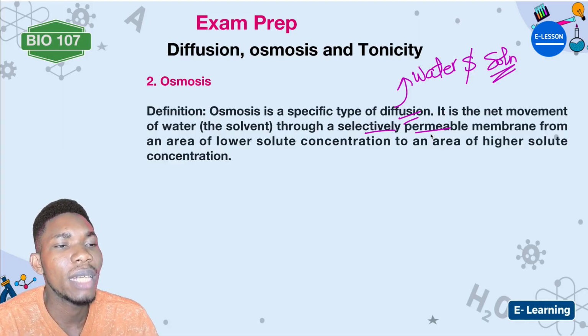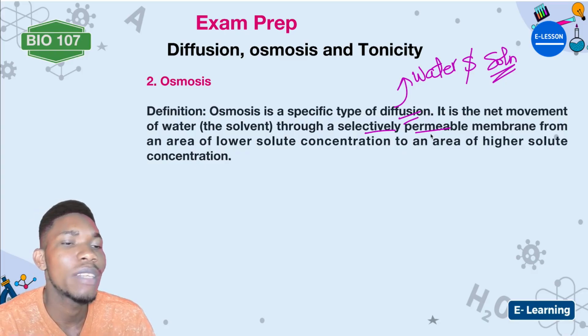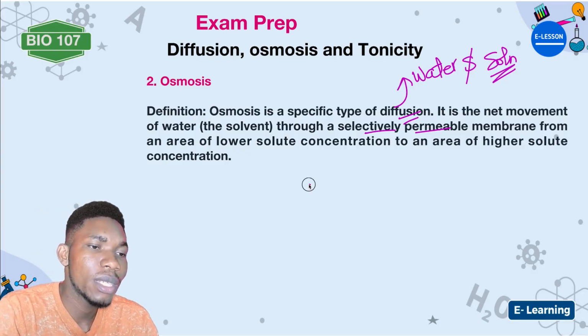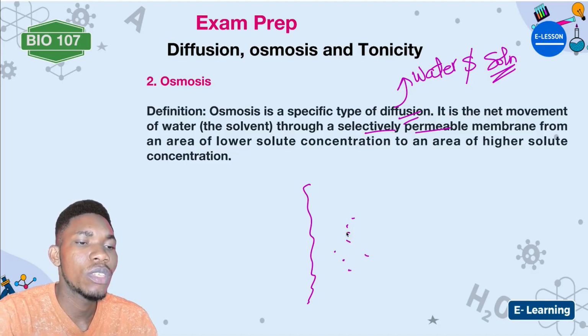All right, so that is osmosis. Osmosis is a specific type of diffusion. It is the movement of water through a selectively permeable membrane from an area of lower solute concentration to an area of higher solute concentration. So what happens is that water, let us say the solute concentration is here, is very high.